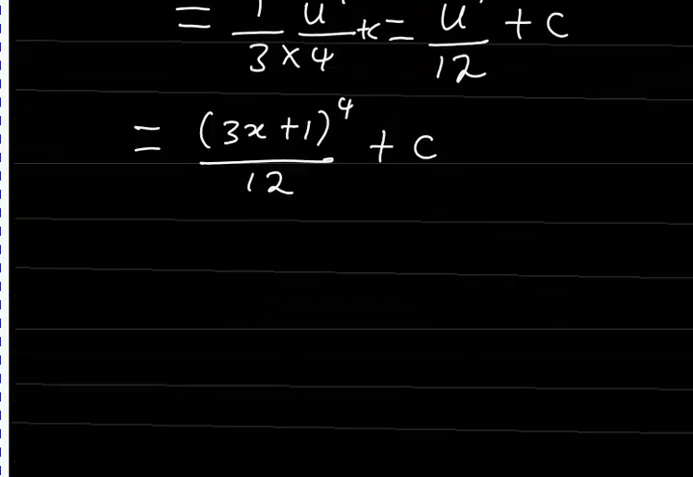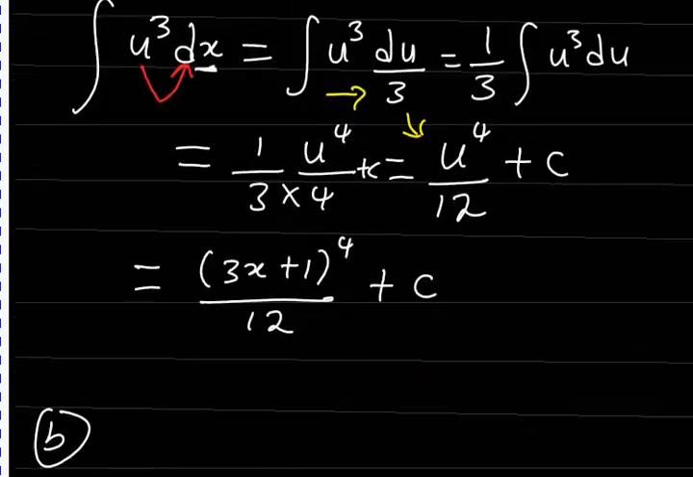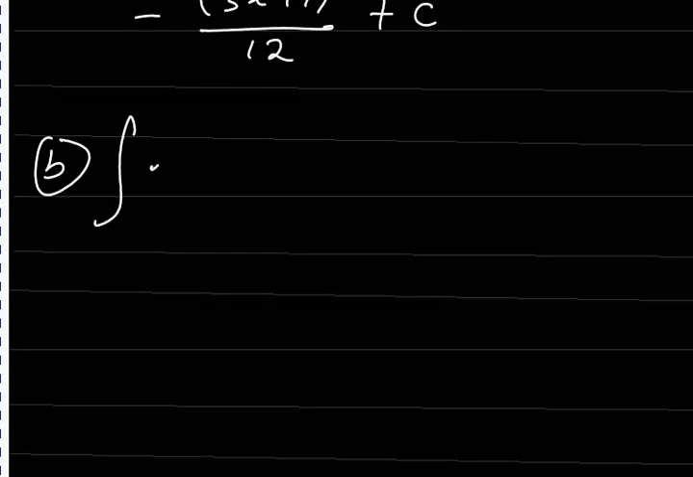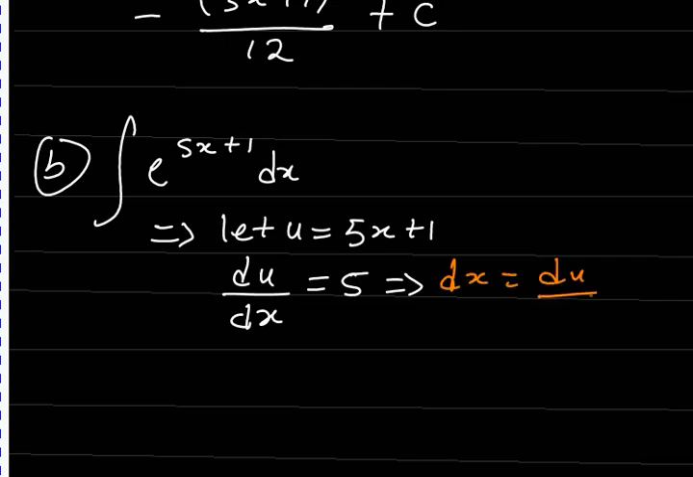Okay, so let's work on the B part of the question. I have the exponent of 5x plus 1: the integral value of the exponent of 5x plus 1 with respect to x. If we go by this method, our linear function u is 5x plus 1. If we evaluate du/dx, we'll have 5. So from here, if I make dx the subject, that will be du all over 5.